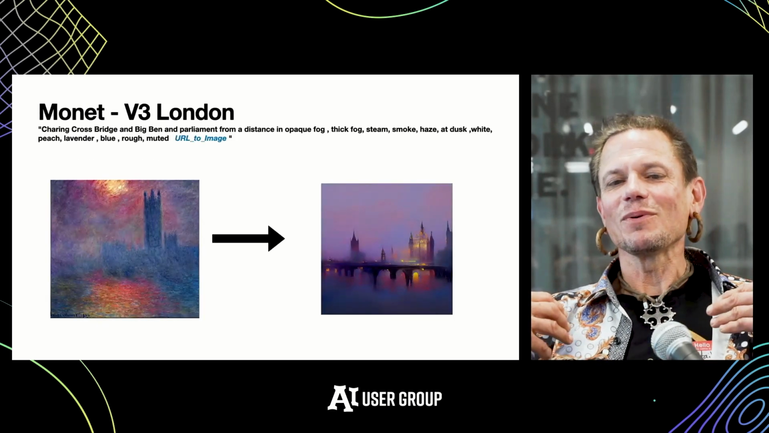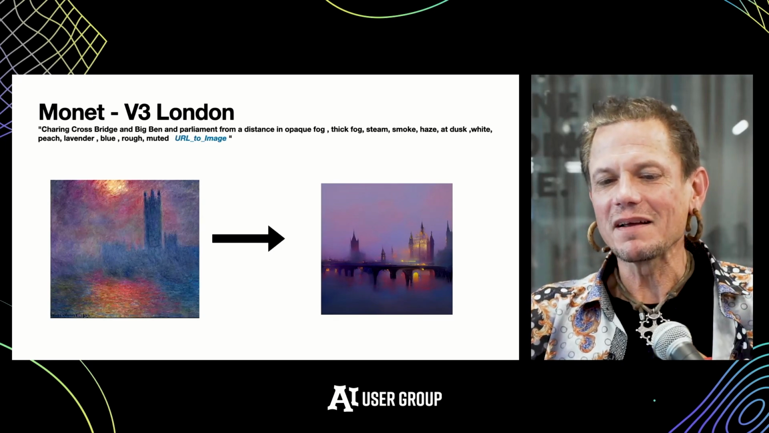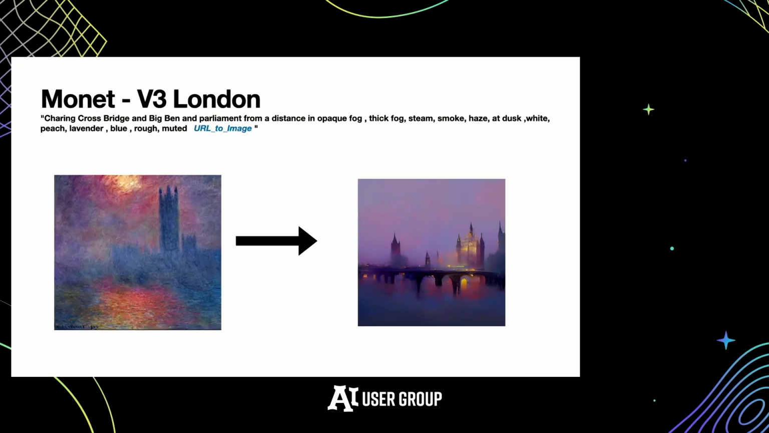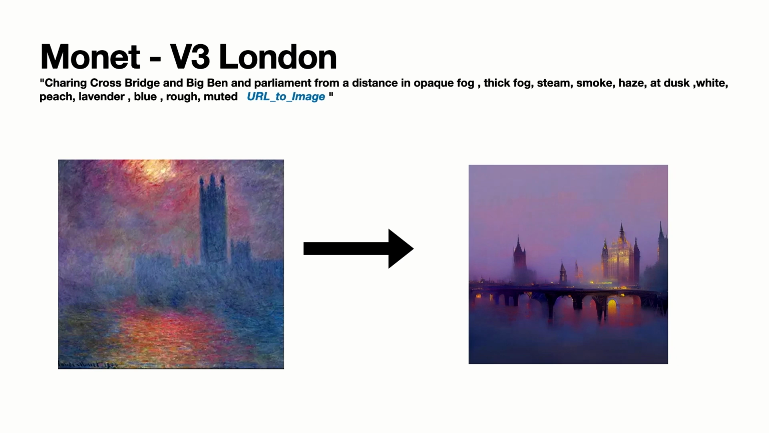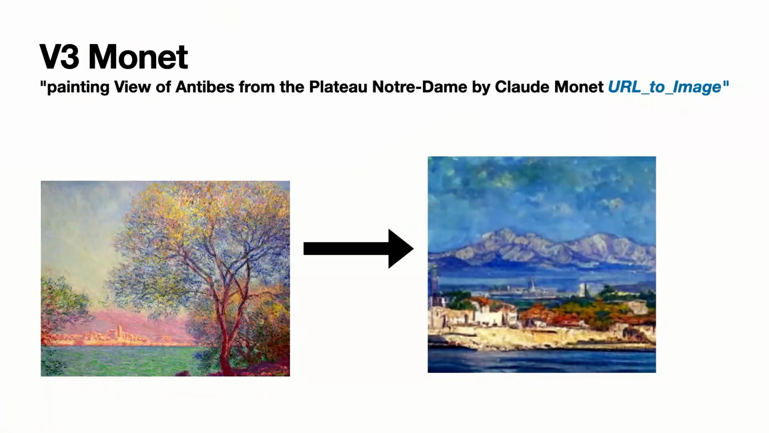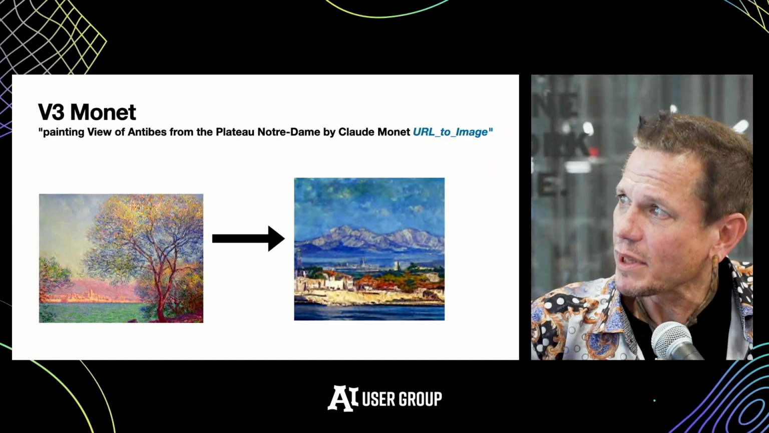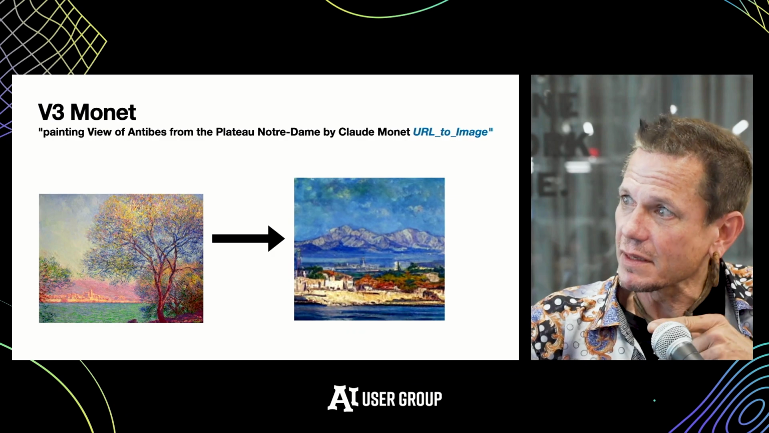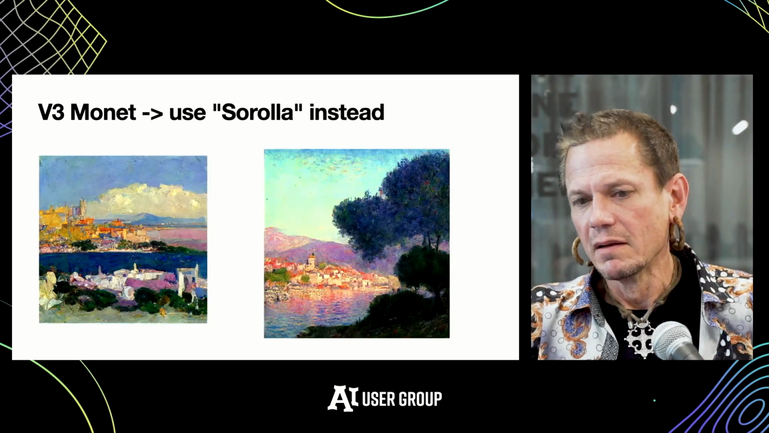Also, since version 3, you can give Midjourney an image to work with. This is the kind of thing I want to do. So I gave it an image of the Tower of London in the fog, and this is version 3. Not at all what I'm looking for. It doesn't look like a painting. It doesn't look like anything. So I gave it Antibes, and then it looks like some sort of naive school of painting. Anyway, it's nothing at all like what I wanted. And here's the prompt: painting a view of Antibes from the Plateau of Notre Dame by Claude Monet. And then I gave it a link to the painting.